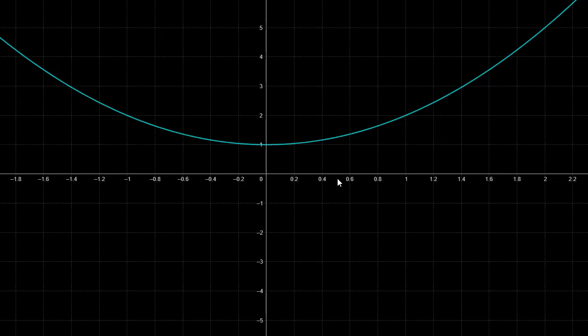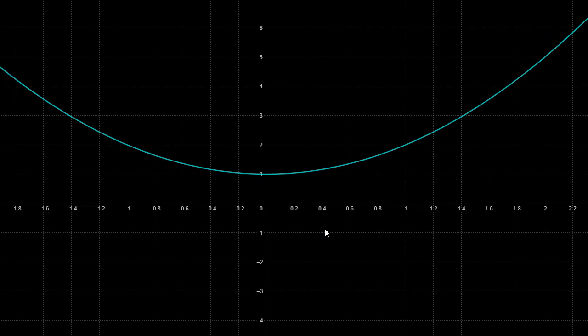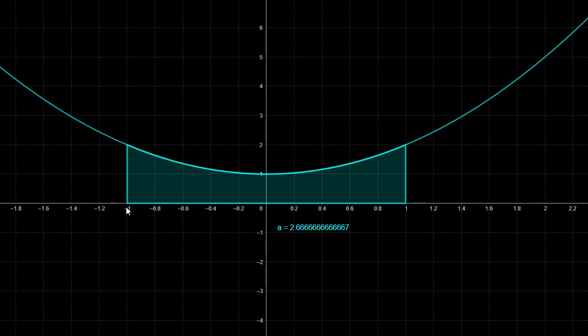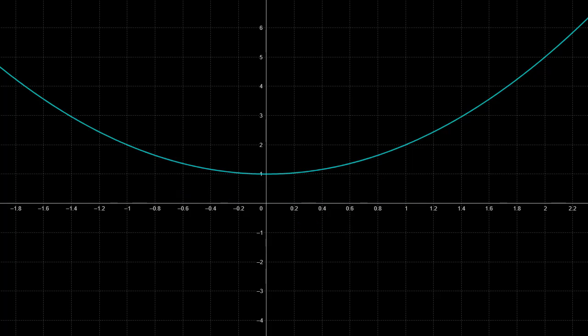So if we look at the graph, here is x squared plus 1, and then here is the actual integral from -1 to 1, and I had the software calculate it. It is 2.6 repeating, okay? Now, here is the average value.